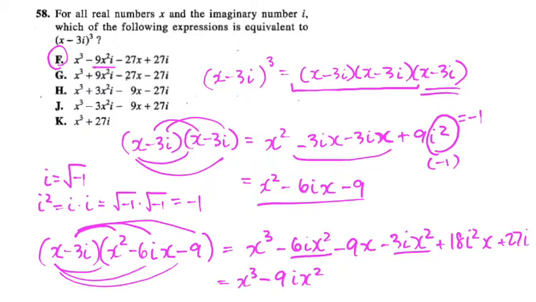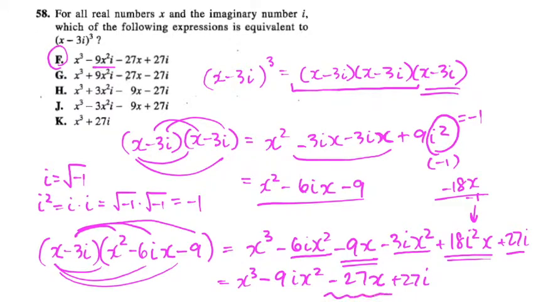We can also see that this term can be added with this term. That i squared makes this a negative 1. That's 18 times negative 1x, so that's negative 18x. So that's negative 9x minus 18x, which is minus 27x. And the last term is plus 27i. That is our answer. I would say this part is the trickiest, but you don't even need to do that because at this point you know what the answer already is.